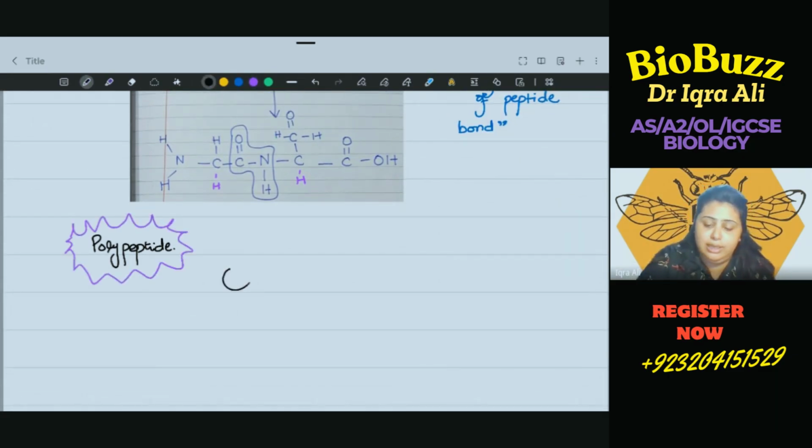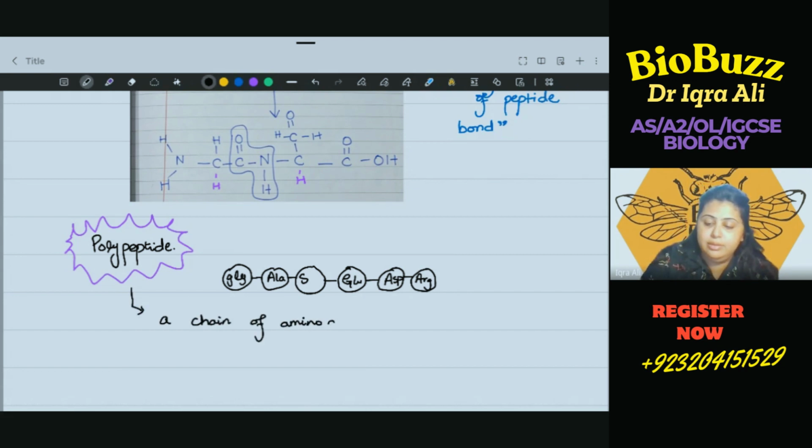For example, I'm going to link a glycine. I'm going to link alanine. I'm going to link serine. I'm going to link the glutamic acid as well, aspartic acid, arginine. So this will make up polypeptide. So a chain of amino acid that is linked together by peptide bond.